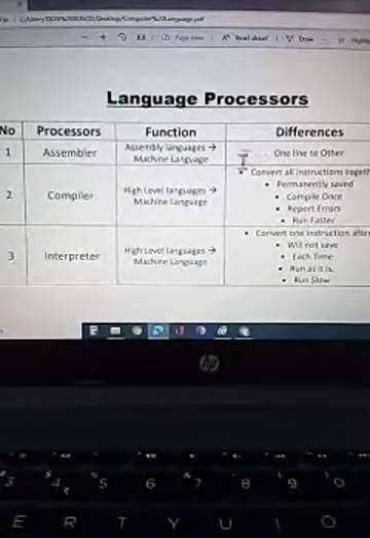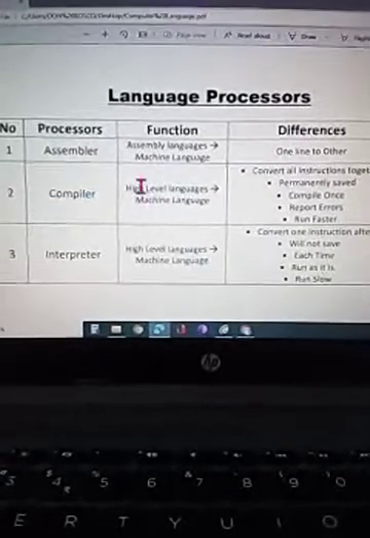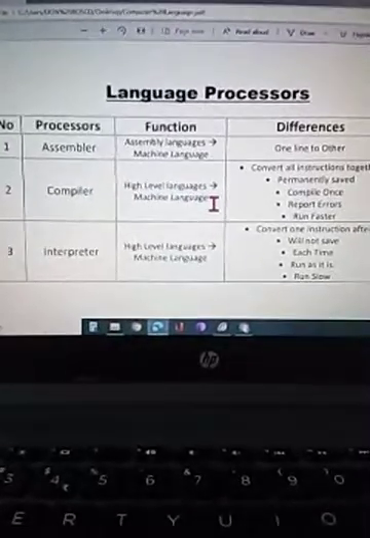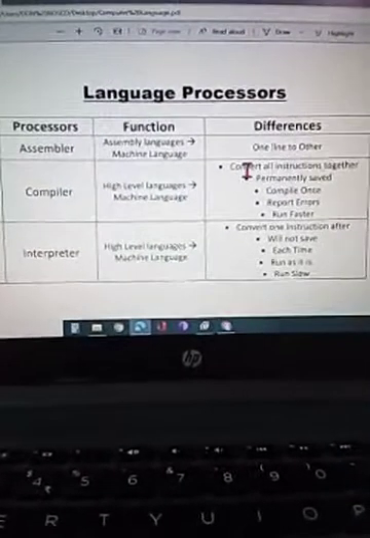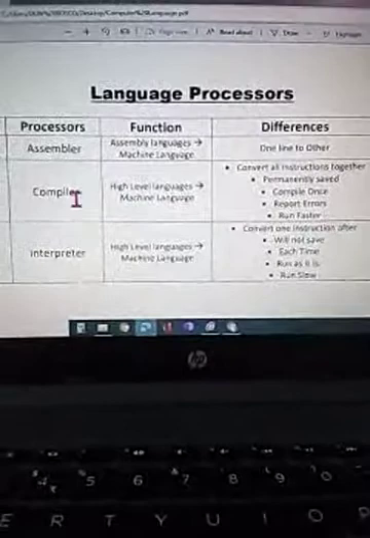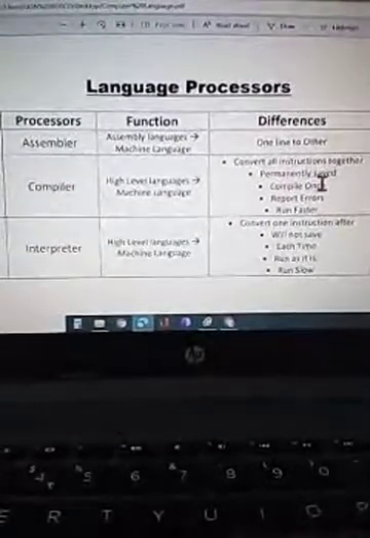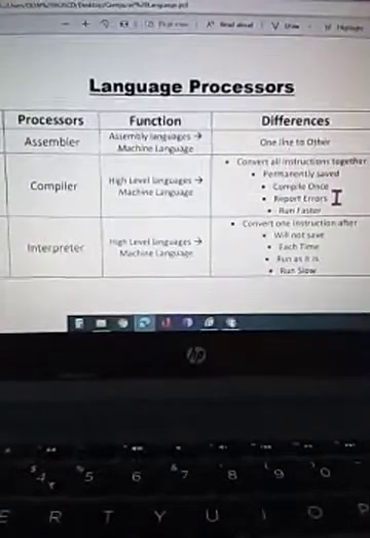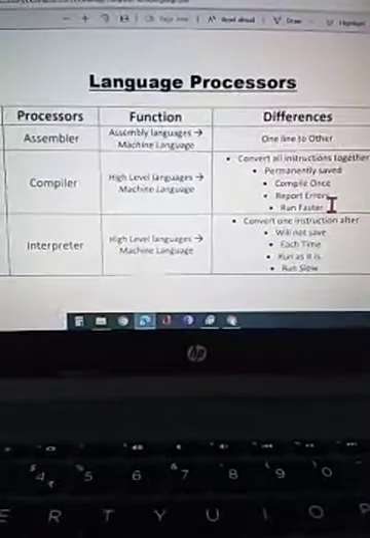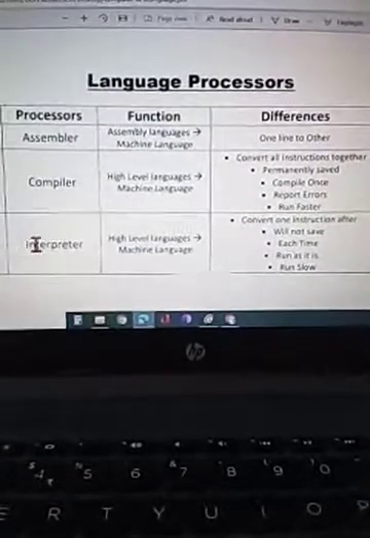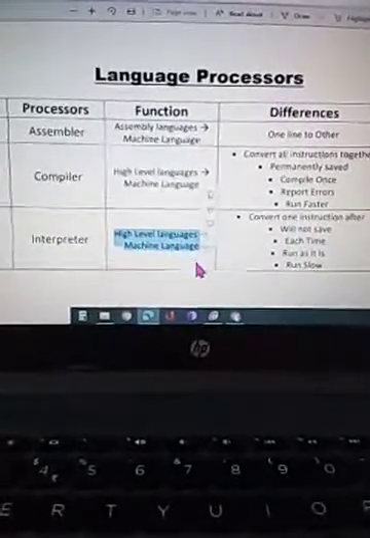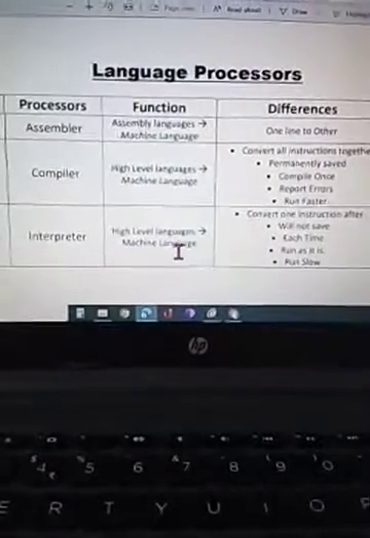Then we use another processor, that is the compiler. We use it to convert high level languages to machine language. Machine language means zeros and ones. You can convert all the instructions together in the compiler, and it permanently saves the program. It compiles once and reports errors. If any error is there in the program, it will report it, and it runs faster. But the interpreter is another processor which converts high level languages to machine language, that means high level languages to zeros and ones.